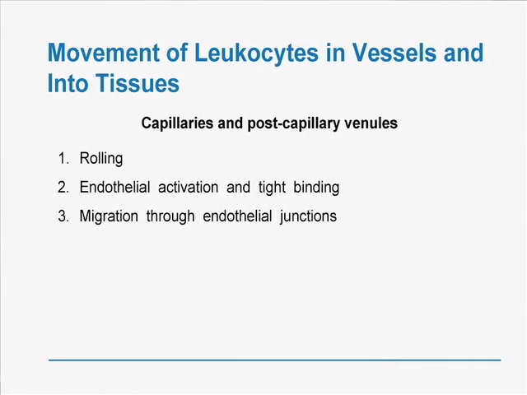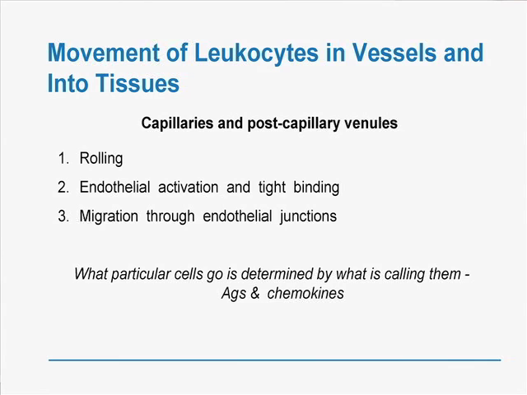So what is it that calls the white blood cells outside of this microcirculatory environment? What is it that's calling it out of the circulation into the tissues? Well, it's the nature of the injury. It's, if you will, the antigens that are produced, and also the chemokines that are produced by the tissue and perhaps by the antigenic agent itself within the tissue.